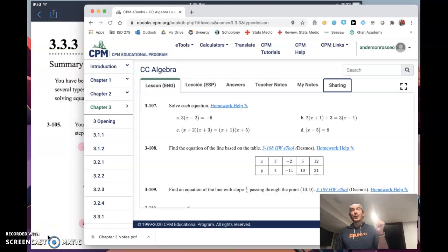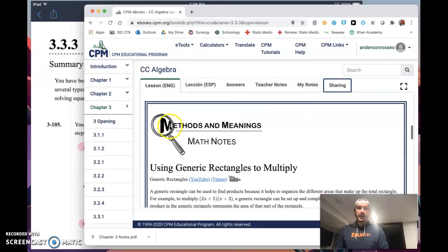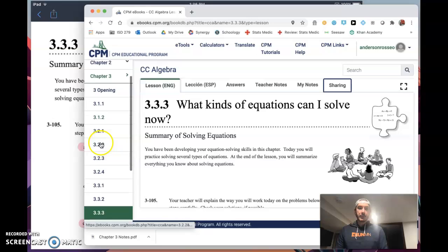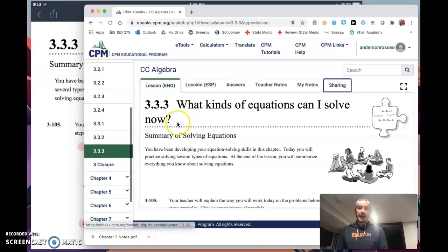We are in our last video from our Chapter 3 Common Core Algebra CP/M text. It is section 3.3.3 that we're going to talk about today. And just a reminder that you can find this section in your CP/M ebook. Open up Chapter 3 and you can scroll down. It is the very last one here.